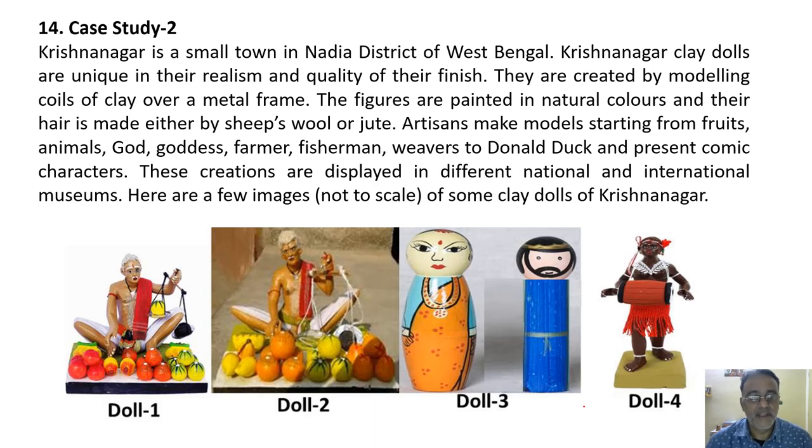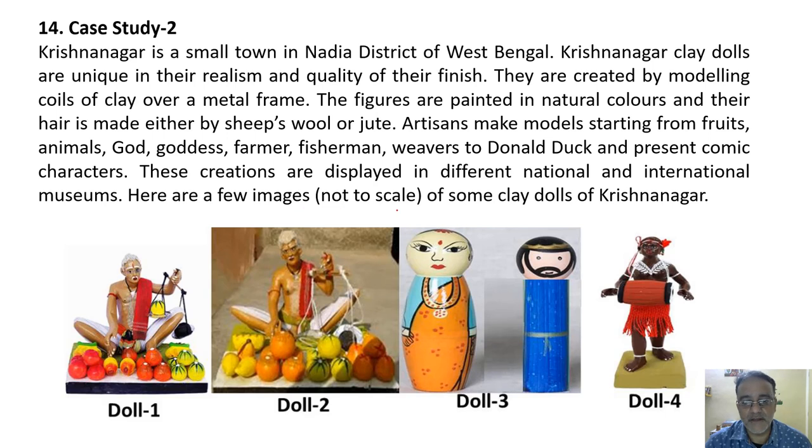Case study question number 2. Krishnanagar is a small town in Nadia district of West Bengal. Krishnanagar clay dolls are unique in their realism and quality of their finish. They are created by modeling coils of clay over a metal frame. The figures are painted in natural colors and their hair is made either of sheep's wool or jute. Artisans make models starting from fruits, animals, god, goddess, farmer, fisherman, weavers to Donald Duck and present comic characters. These creations are displayed in different national and international museums.